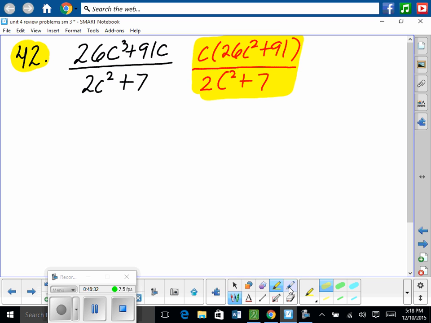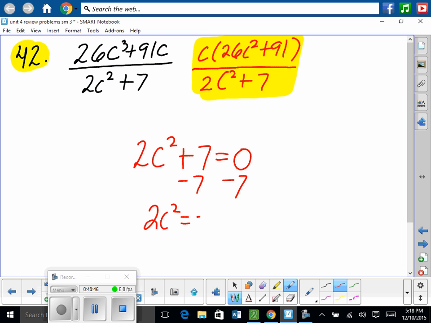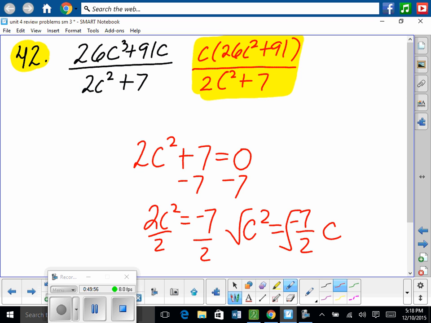But now we've got to restrict our x values. So the bottom cannot equal 0. So set it equal to 0 and figure out when it does equal 0. So we're solving for c. Subtract 7. So we have 2c squared is equal to negative 7, divide by 2. So c squared is equal to negative 7 halves, square root it. So c is equal to plus and minus i. You pull an i out of the negative square root. And then on top we have the square root of 7, on bottom the square root of 2.